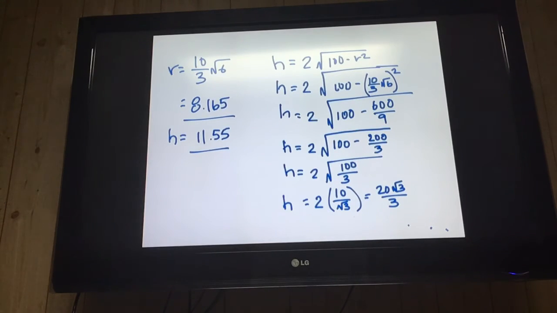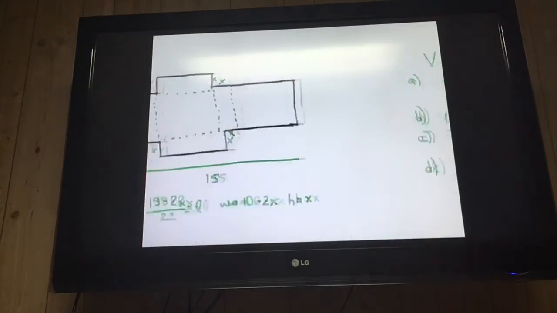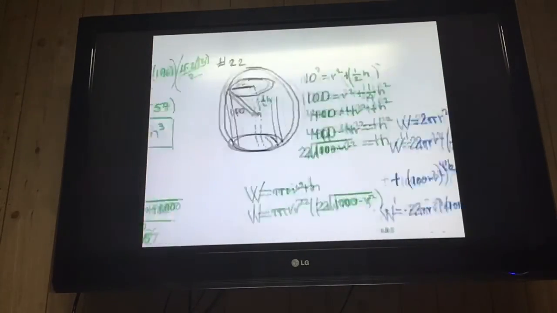So it would be 8.165 squared times 11.55. So 770 cubic, what was it supposed to be? Centimeters. 770 cubic centimeters would be the maximum volume. The maximum volume for that cylinder. So that was number 22, I believe. Is that right? Yes, number 22.